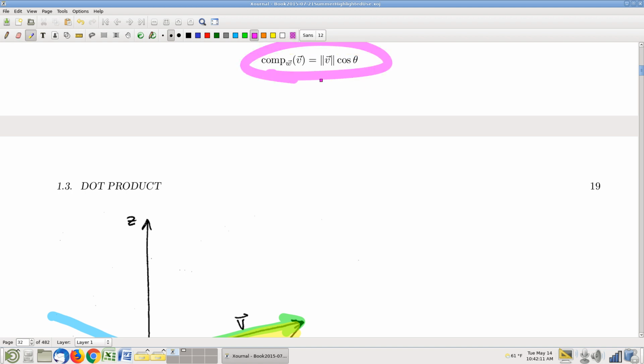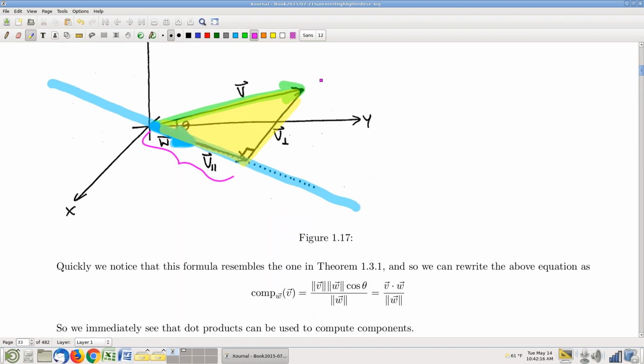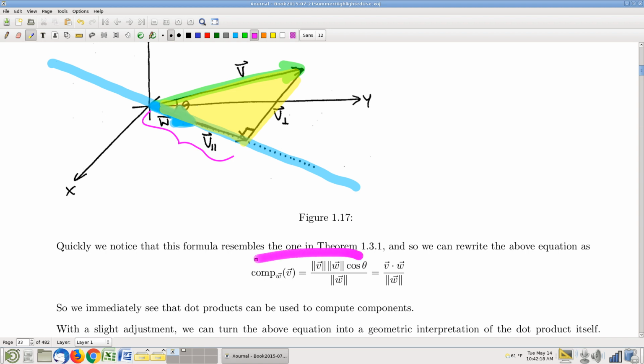Length of the hypotenuse times, so magnitude V cosine theta. I'm going to rewrite that here. Now, I claim that that's morally the same equation. I will confess, I multiplied and divided by the magnitude of W, but that's perfectly legal. Who cares? So you still have component is magnitude of V times cosine theta.